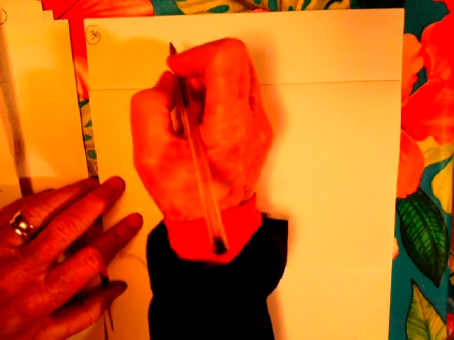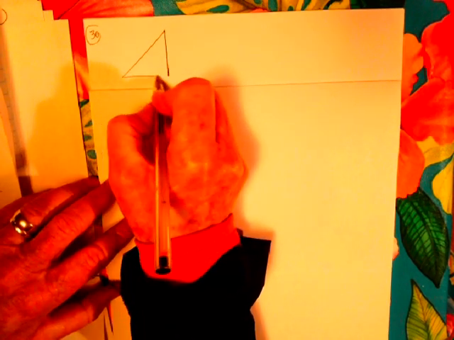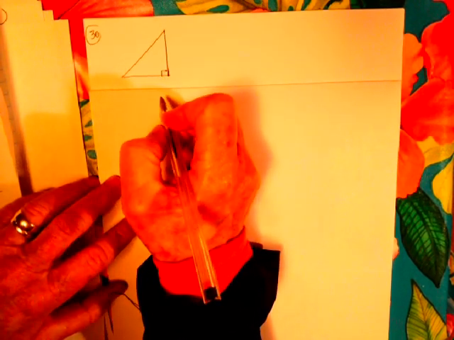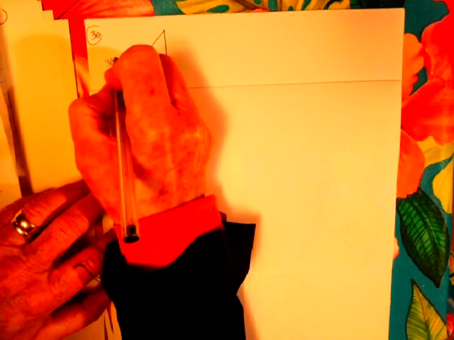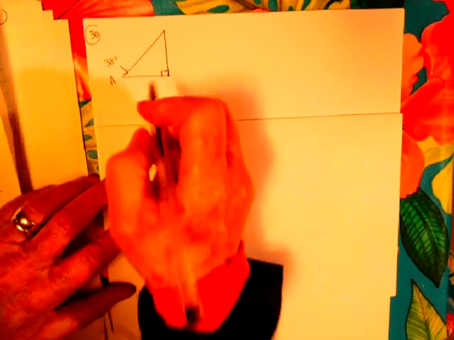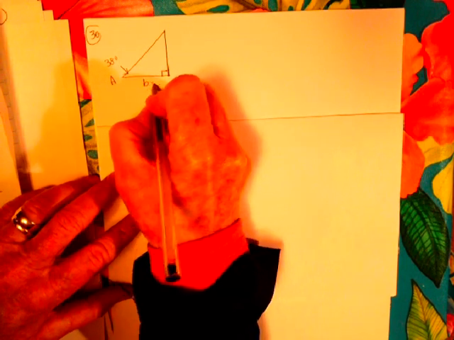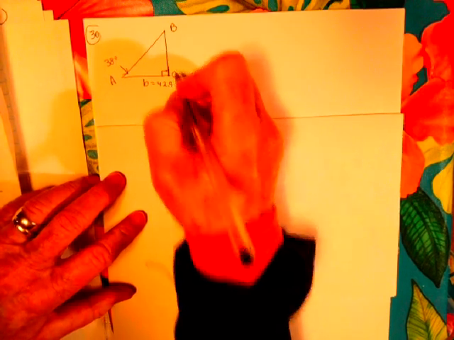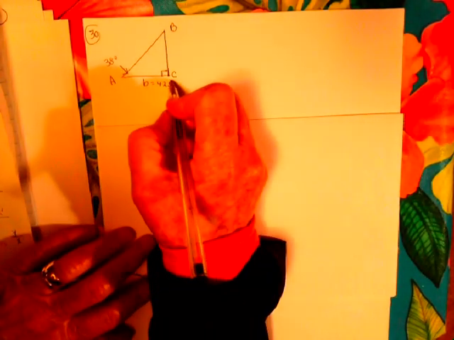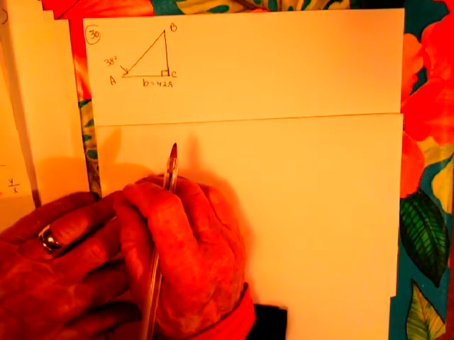Number 30. Solve the right triangle shown in the figure. Round lengths to 1 decimal place and express angles to the nearest tenth of a degree. They're telling me that angle A is 38 degrees. They're telling me that side B is 42.9. Given that information, they want me to find the other sides and the other angles.